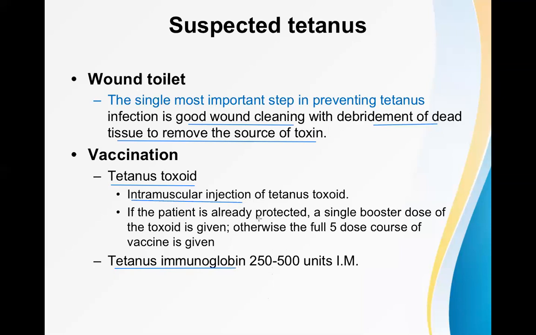If the patient is already protected, a single booster dose of the tetanus toxoid is given. Otherwise, the full 5-dose course of the vaccine should be given. Now, let me clarify this. We'll come to this discussion a bit later also.